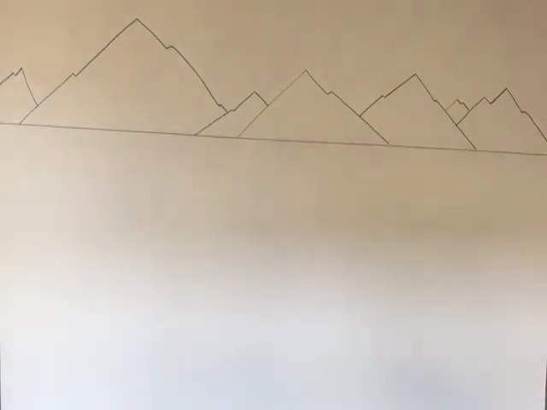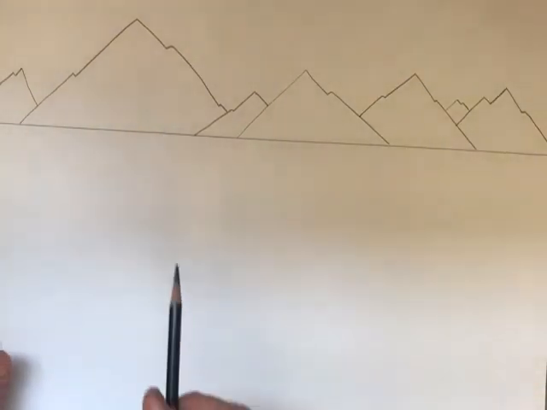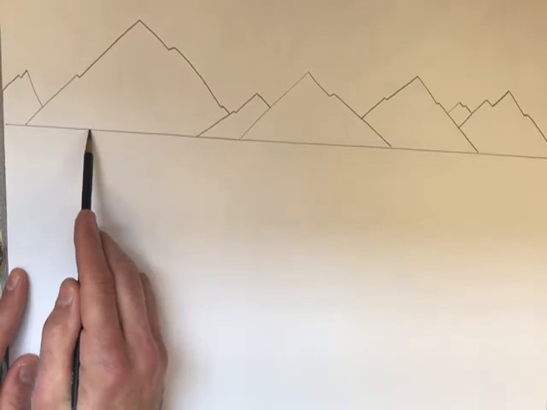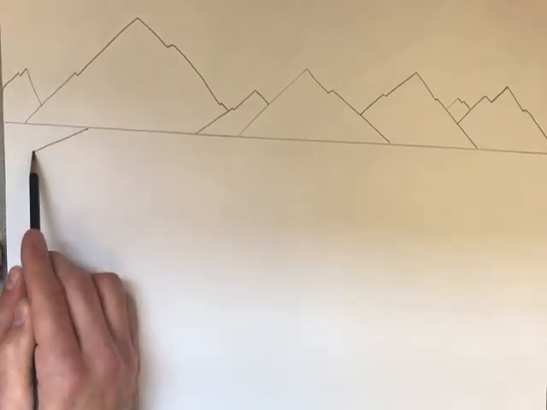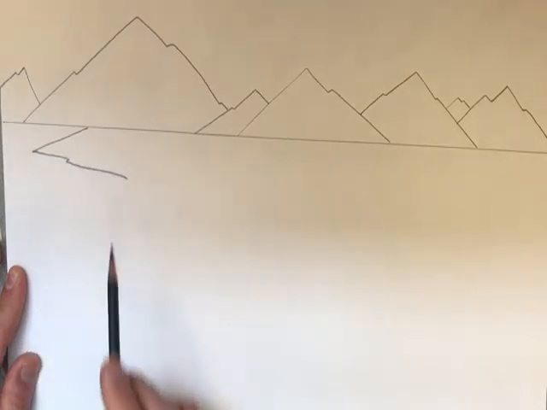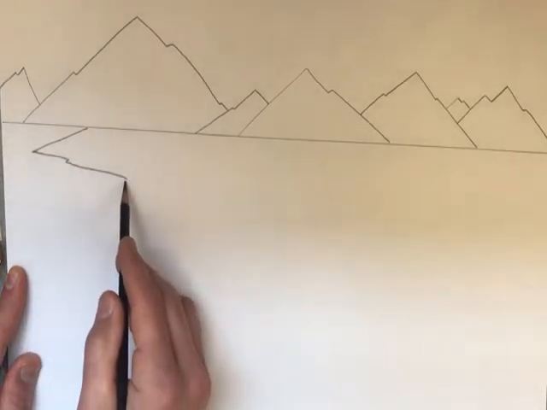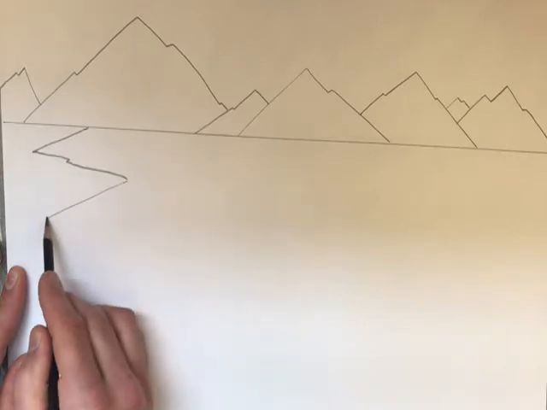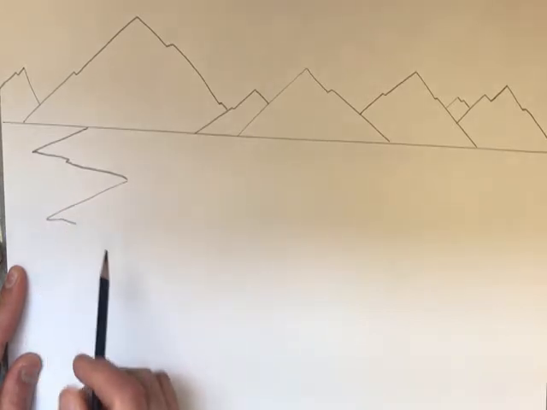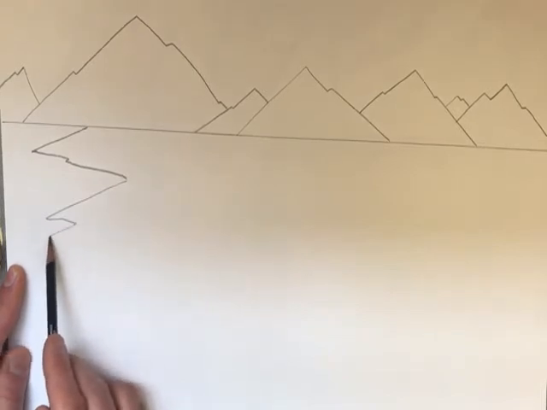So, we're going to start on the side of our paper. Up near the horizon line, I'm just going to make a sideways V coming inward. And then I'm going to come back out towards the middle of my paper. Go back in slightly. Come out a little bit. Coming back in.